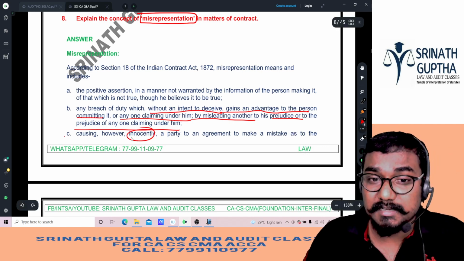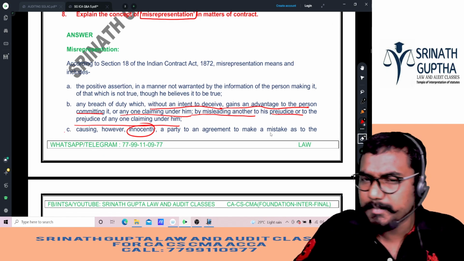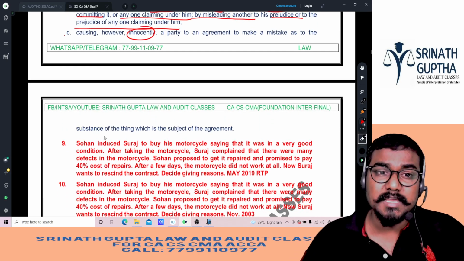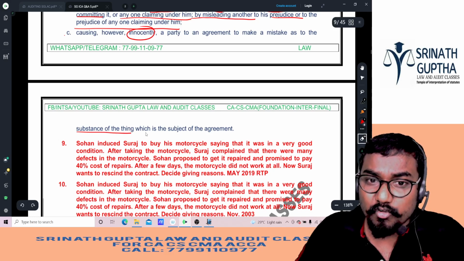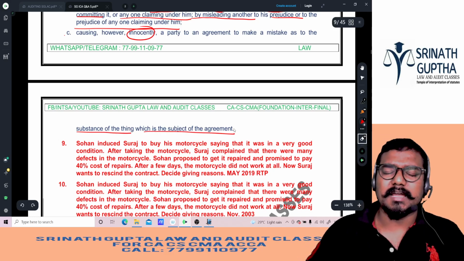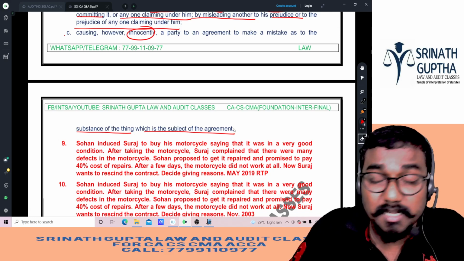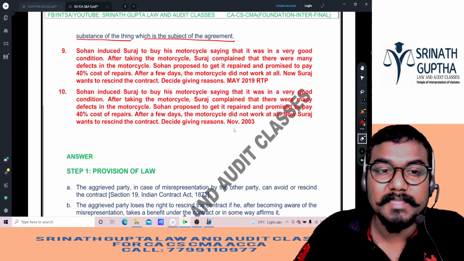Causing, however innocently, a party to an agreement to make a mistake as to the substance of the thing which is the subject matter of the agreement. I am making the mistake on the subject matter of the agreement, but my intention is not to deceive the other party. That amounts to misrepresentation, beta.